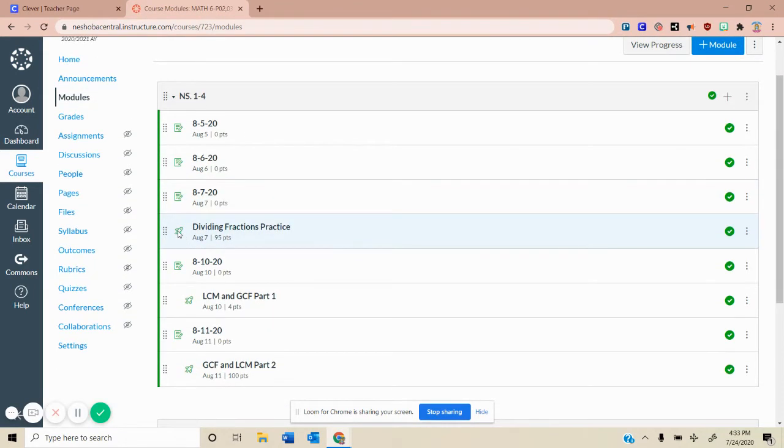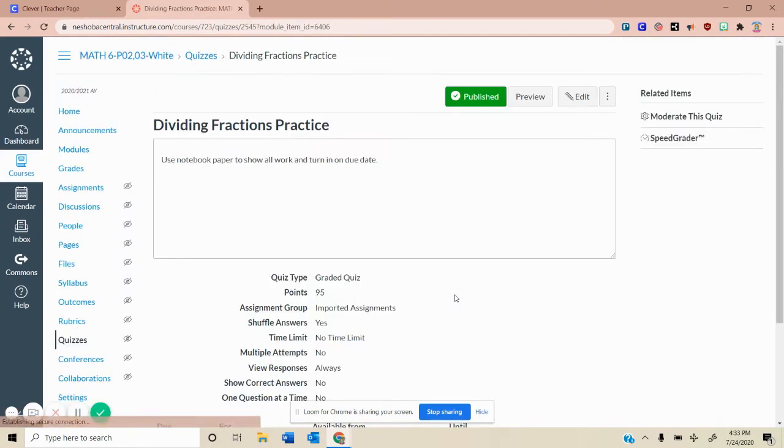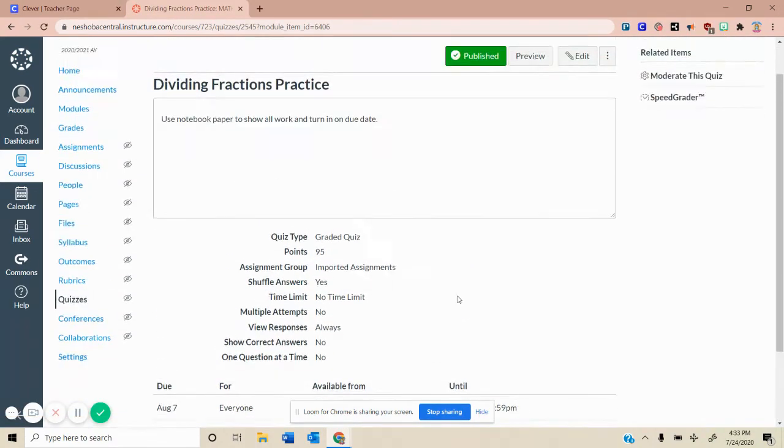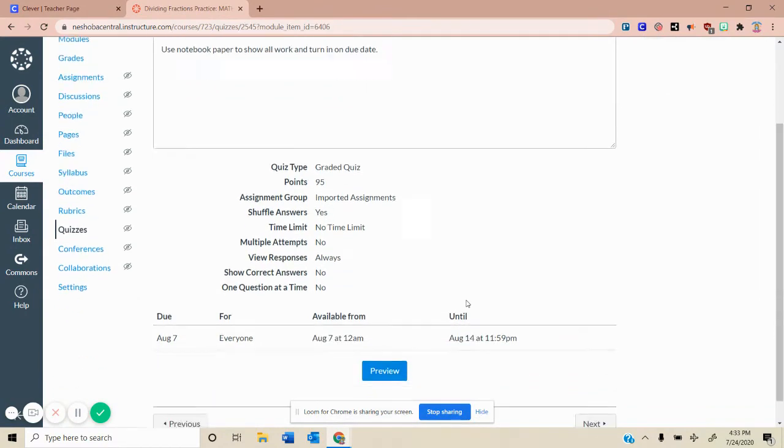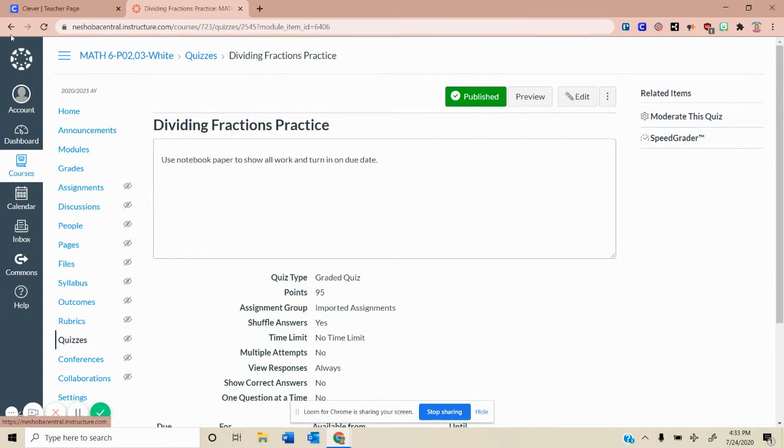So it kind of takes us back a little bit so that we can understand the other concepts first. Then if you look right here, we have this little rocket. That means there's a quiz there. I don't want to preview it just because it would go ahead and show what the questions look like, but there is a quiz there.